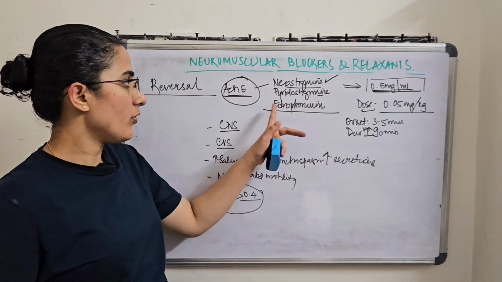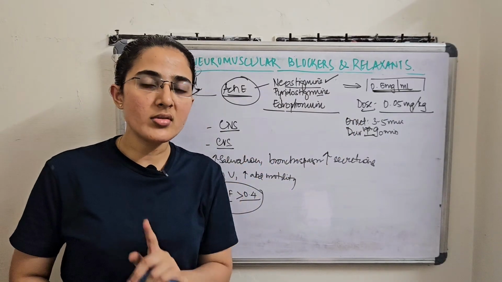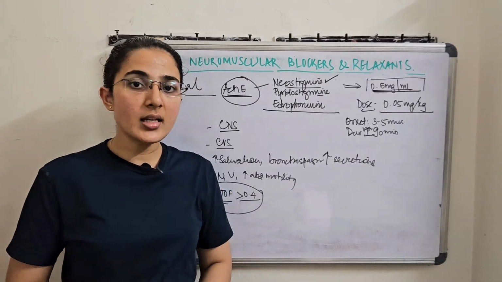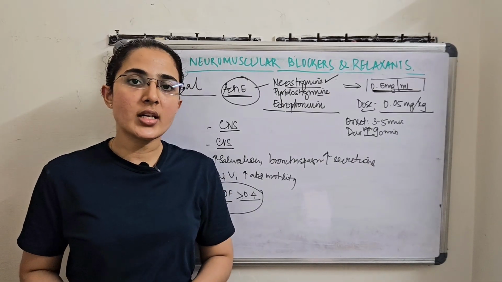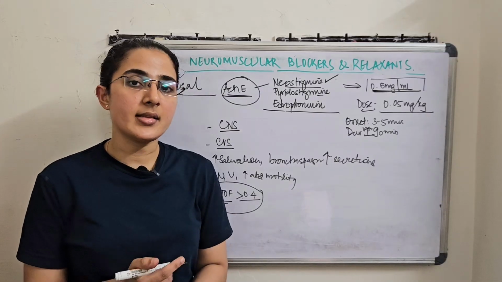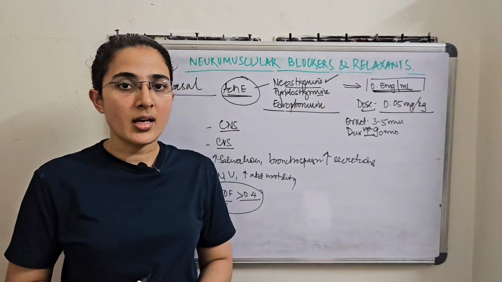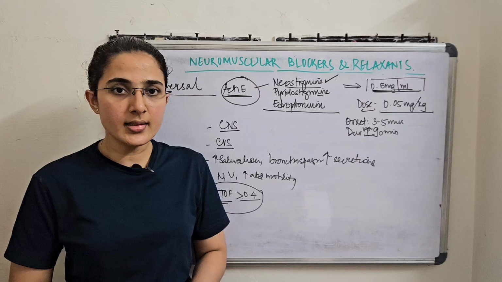Next we come to edrophonium. Edrophonium is not used for reversal, but a point about it is that it's used in what we call the Tensilon test to differentiate between myasthenic crisis and cholinergic crisis. Please do read about both of these.